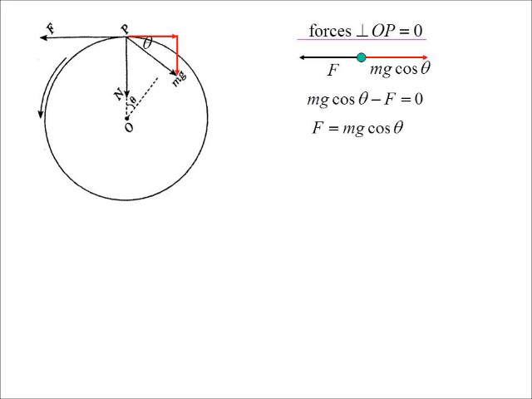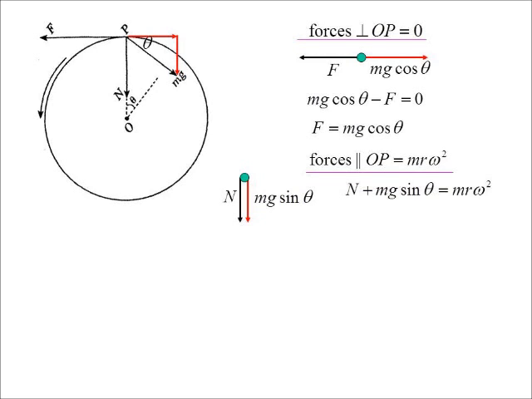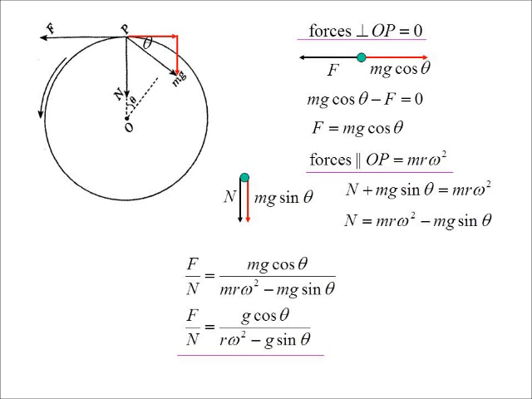Let's have a look at parallel to OP. That's the circular motion because we've got a vertical circle. So we have our normal force and our component of gravity. I've got an expression there. So I have an expression for friction, and I have an expression for the normal force. They wanted an expression for friction divided by the normal force. And so there it is.